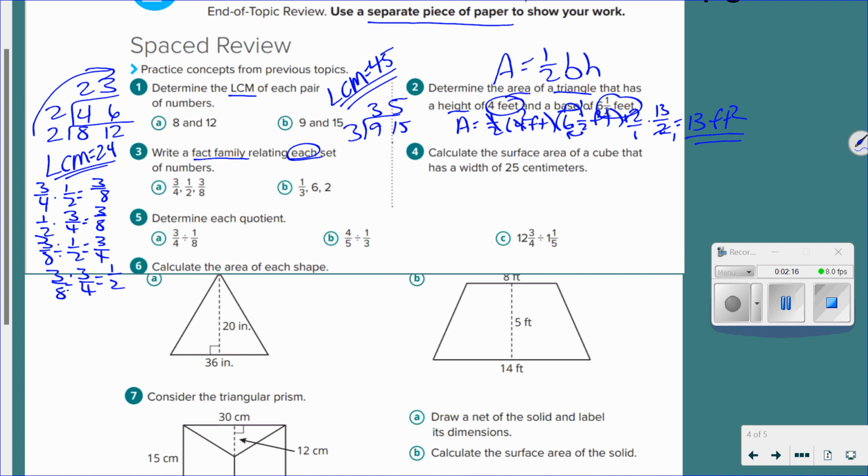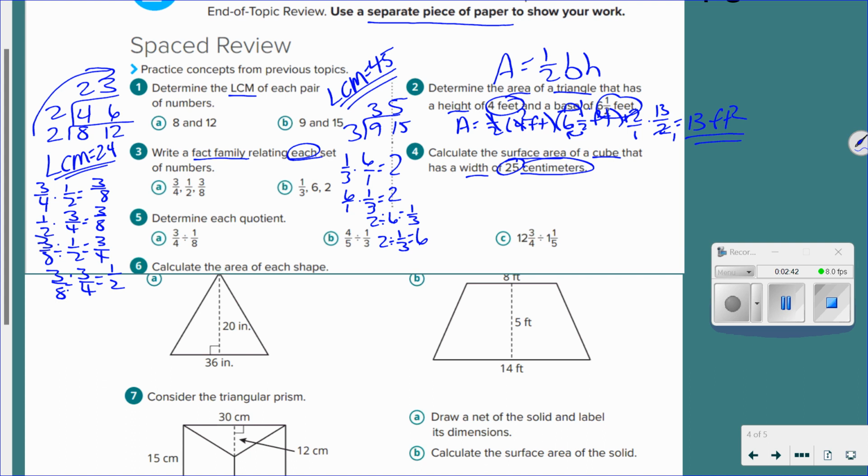Our other set of facts, 1/3, 6, and 2. So 1/3 times 6 equals 2. 6 times 1/3 equals 2. Then we go the other way. 2 divided by 6 equals 1/3. 2 divided by 1/3 equals 6. There's our fact families.